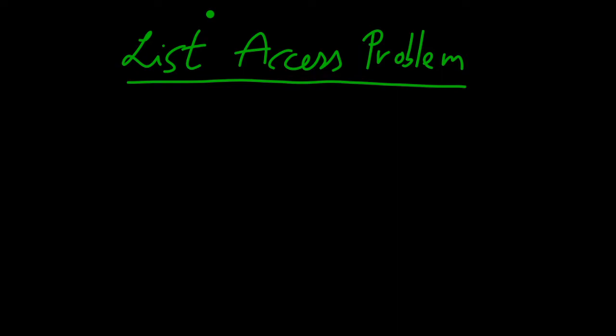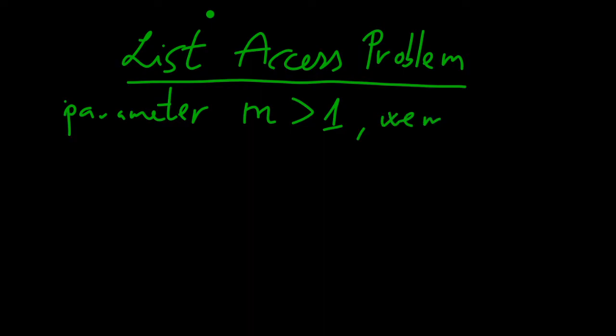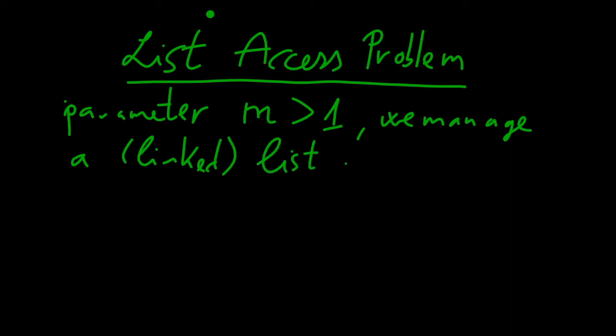So in this problem we have, say, a parameter m, which is just an integer greater than 1, and we manage a list of m items. Well, it's a linked list, so let's say this. It's a one-way linked list of m items. Now, what the items are, it's actually not that important.